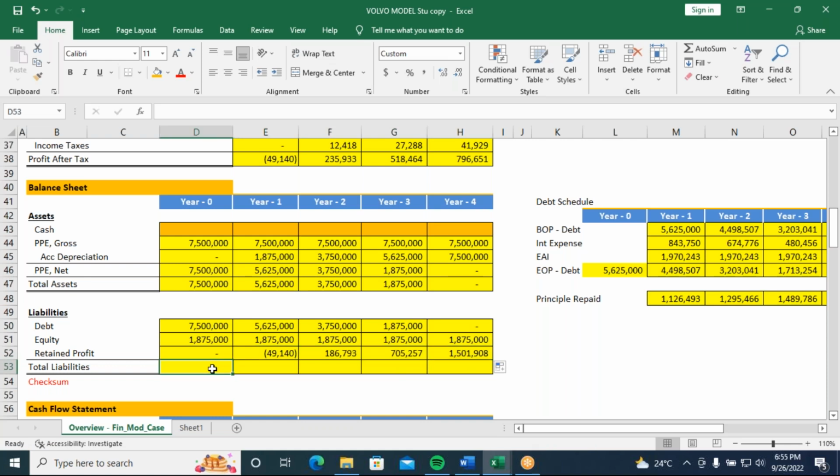Okay, so the total liability will be equal to the debt amount, that is 75 lakh, plus equity plus the retained profit. So I'll just select and drag this. Understood with this? Or you want me to explain it once again?